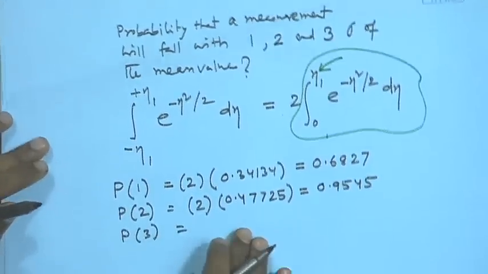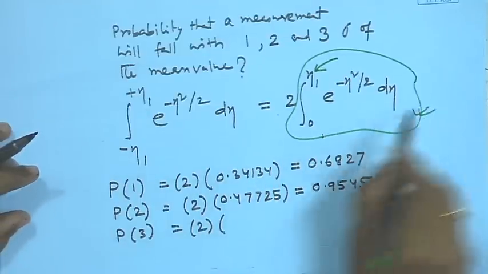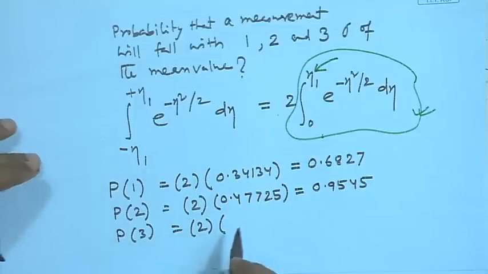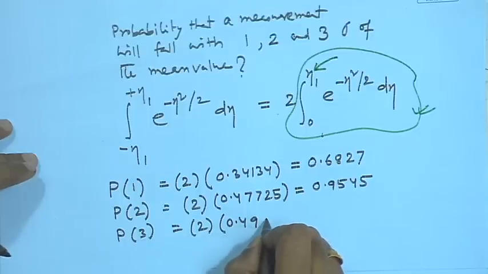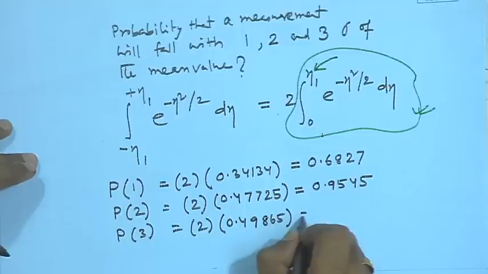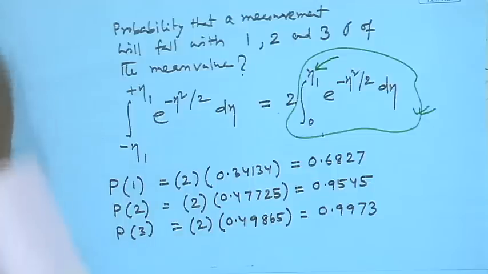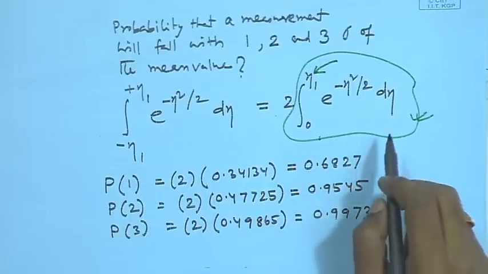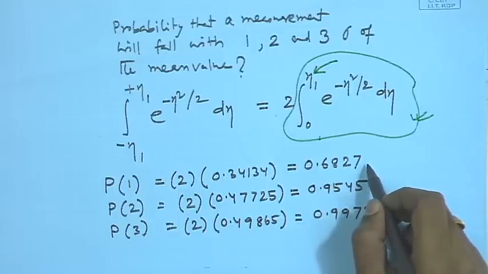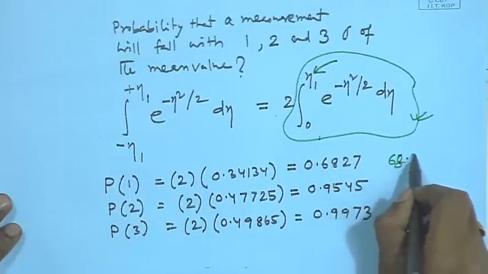Finally, P3 can be similarly obtained as value of this when eta 1 equal to 3. From the table, you can obtain the value as 0.49865, which will be 0.9973. So, what we conclude is that the probability that a measurement will fall within plus minus sigma of the mean value is 68.27%.